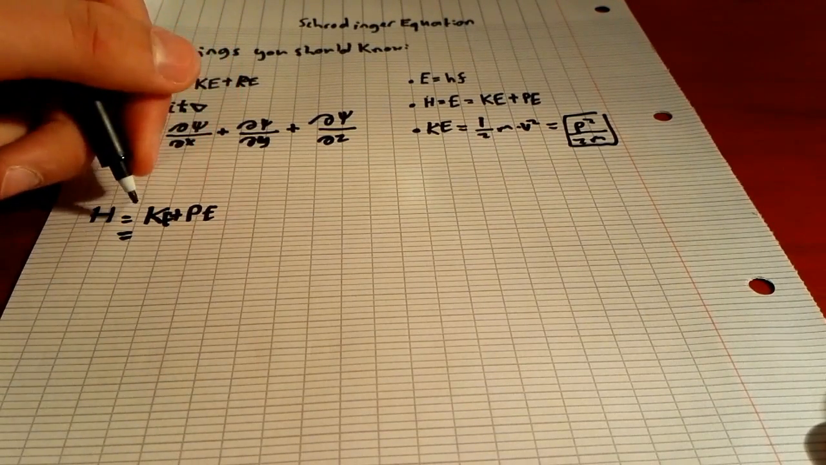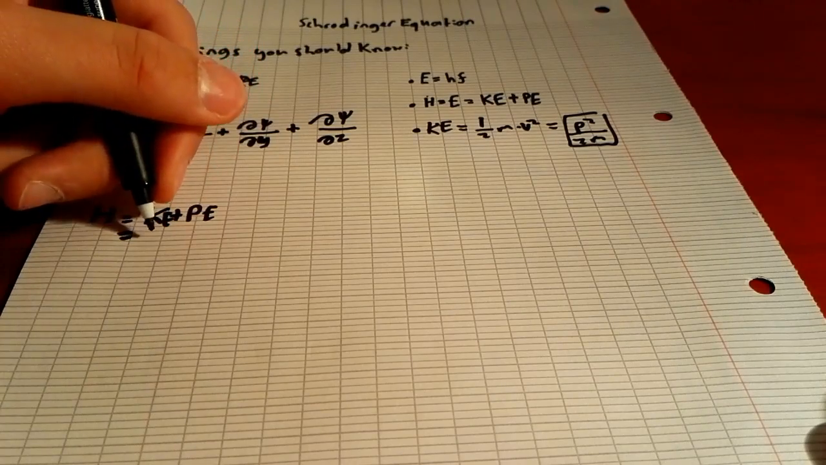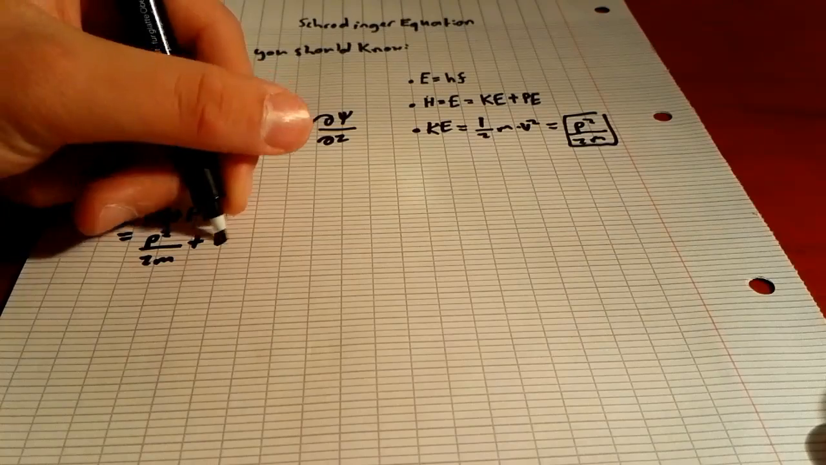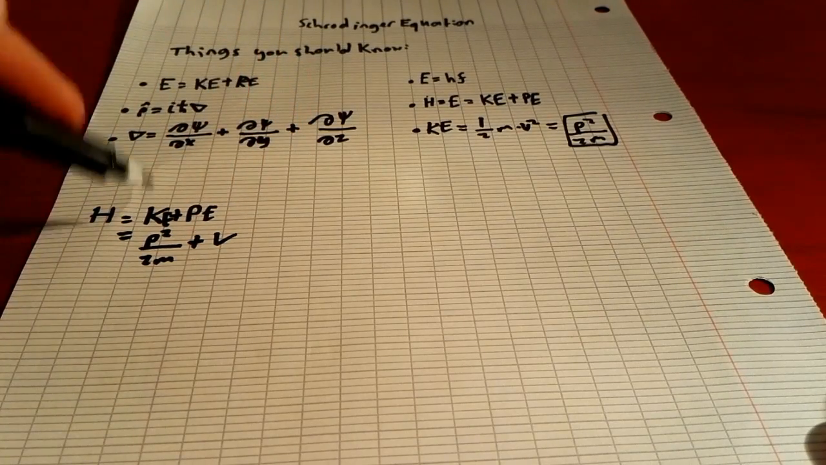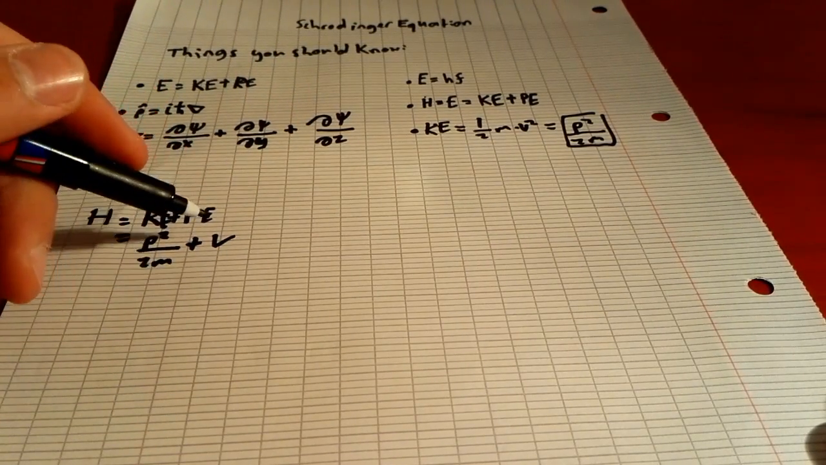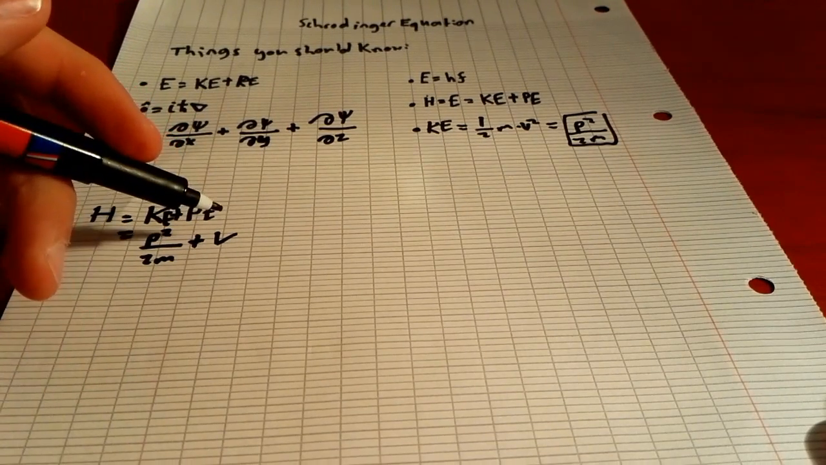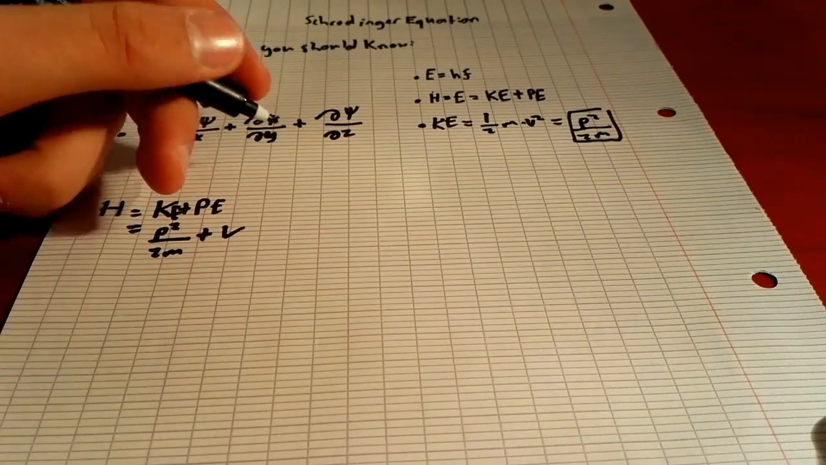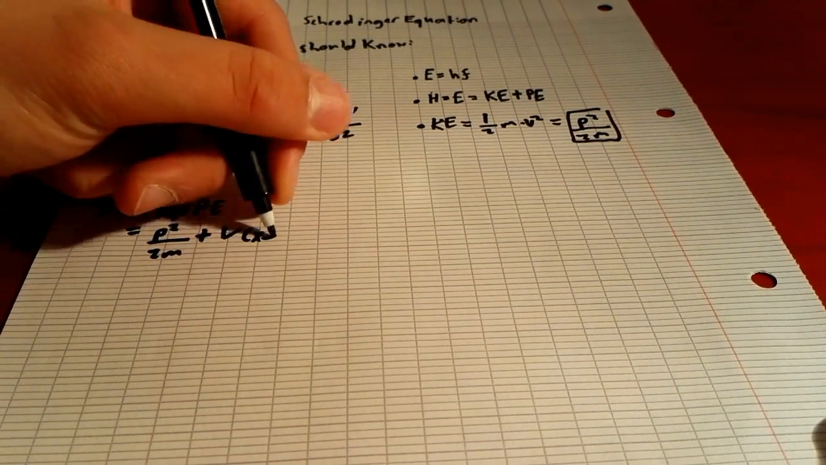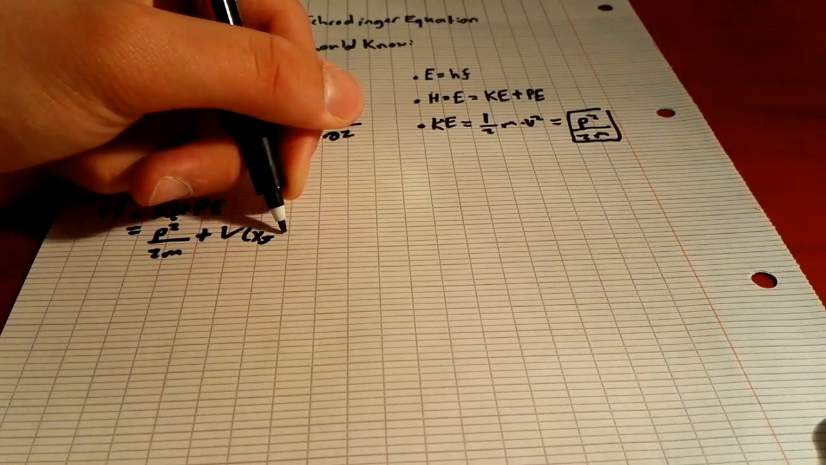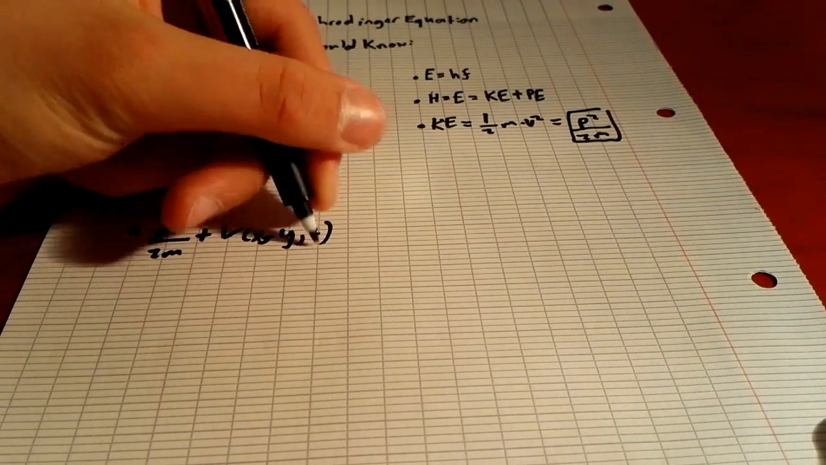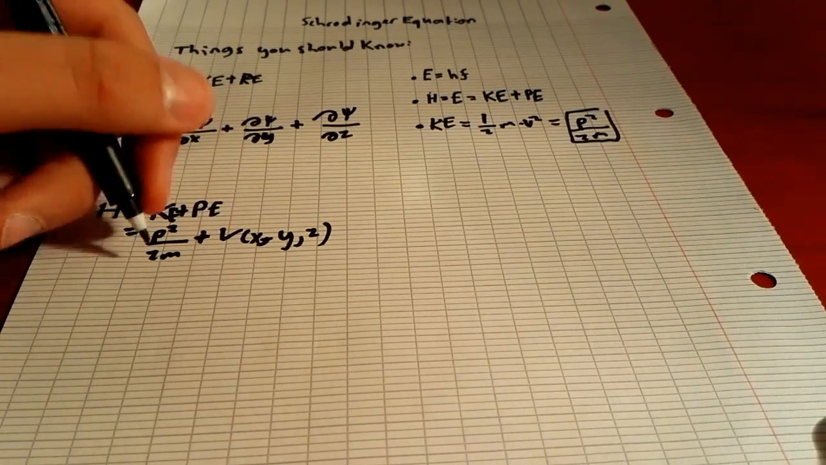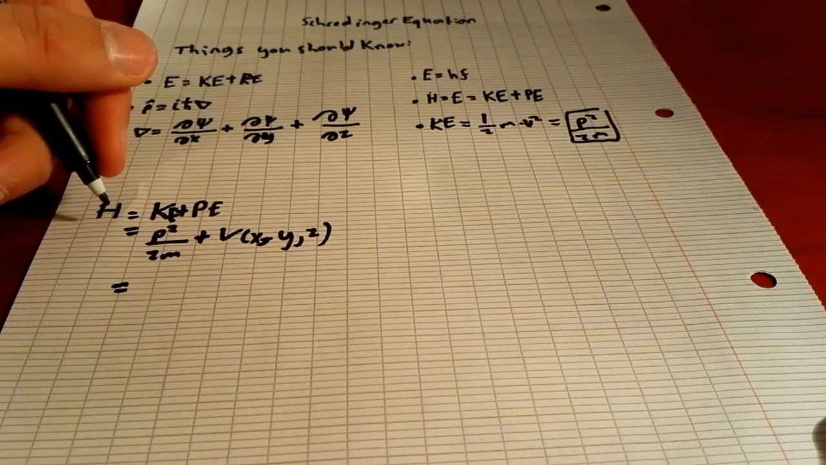So H is equal to p squared over 2m plus v, because v is basically the potential energy term. It's basically electromagnetic potential energy. It depends on where the electron is. Okay, so this is classical mechanics.